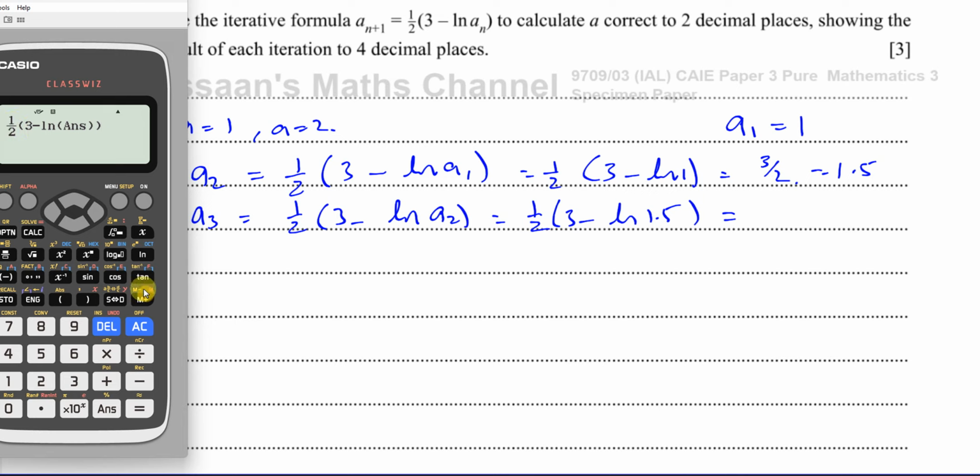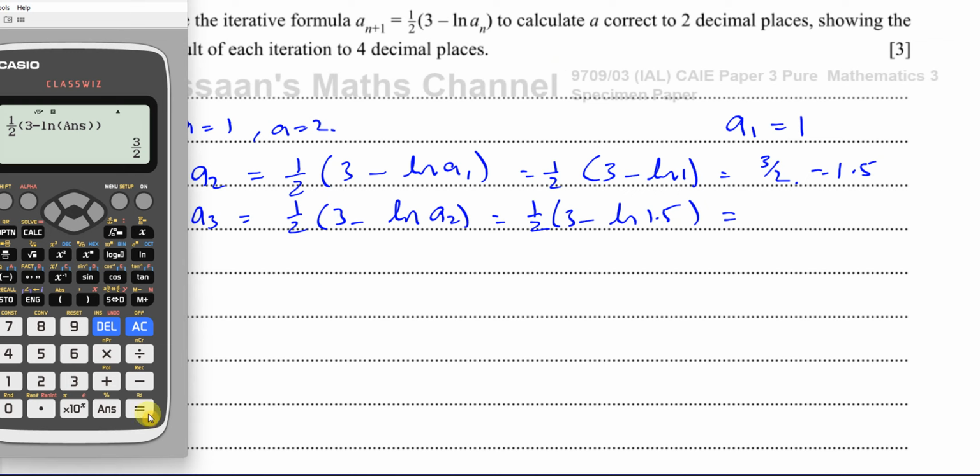Now because I press 1 and equals, the answer now stored in my calculator is a number 1. So if I press equals, it's going to give me a2, which should come out as 1.5. As you can see, it did. Now I want to keep putting the new value of a into this place where it says an. I want to keep putting the new value of a into there every time.